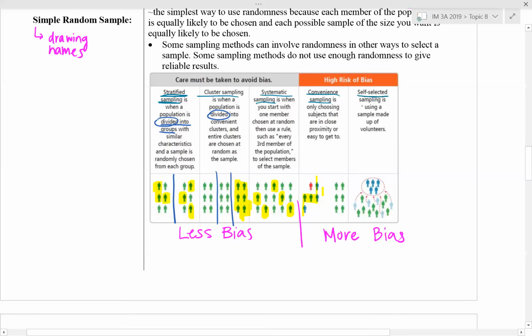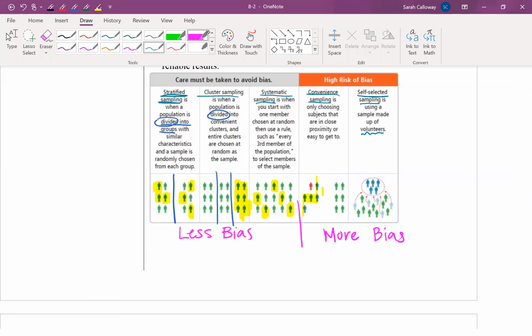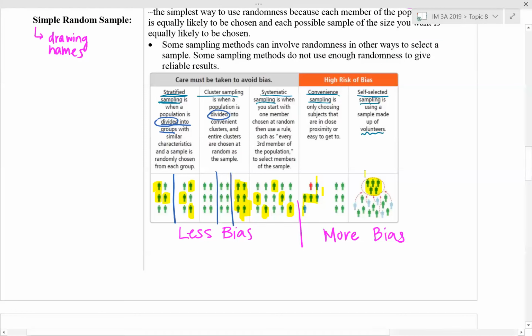The next is self-selected sampling. They might call it volunteer sample too. The way that this one works is that these people are saying, I will participate, right? I would like to be a part of your study. So they're selecting themselves and saying, here, I will do this.